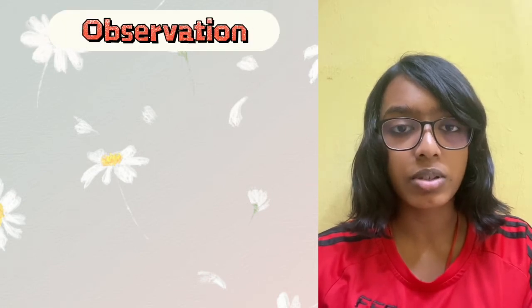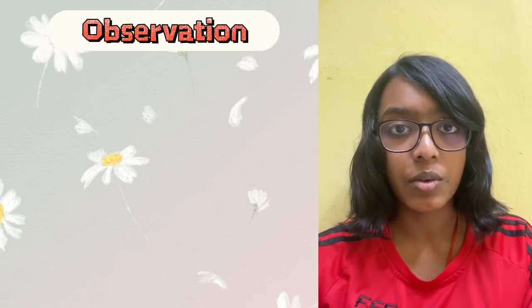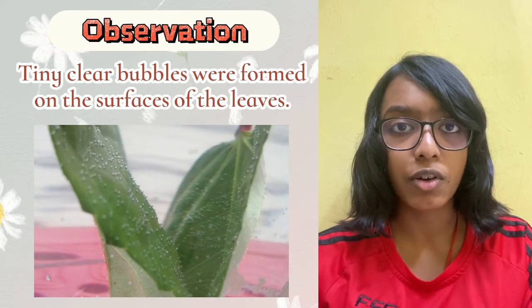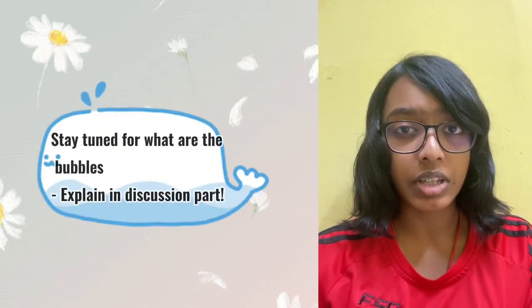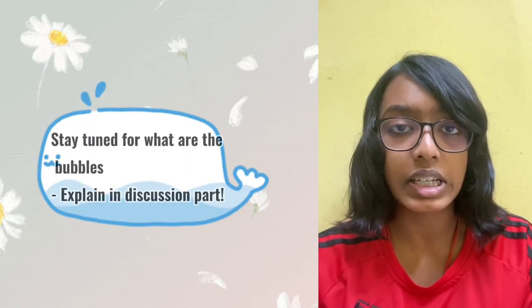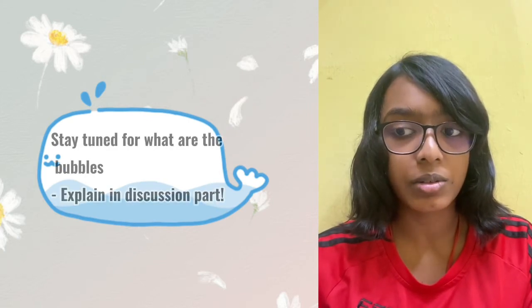I'll be talking about the observation of this experiment. The observation of this experiment is we can see tiny bubbles forming on the surface of the leaves. What those tiny bubbles are will be explained in the discussion and also in the conclusion.